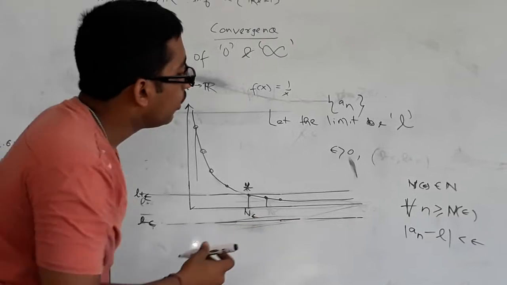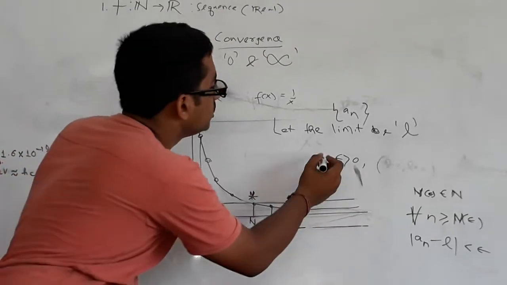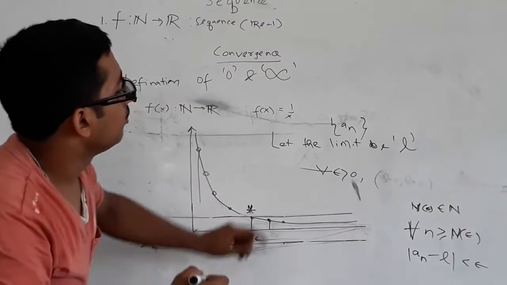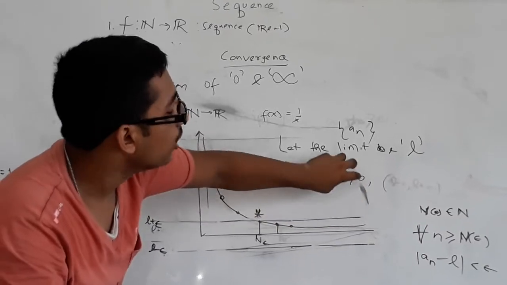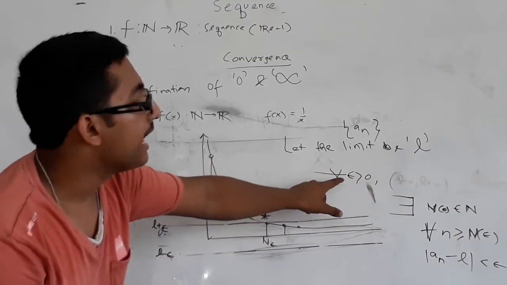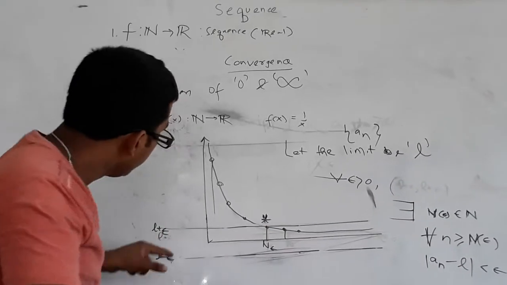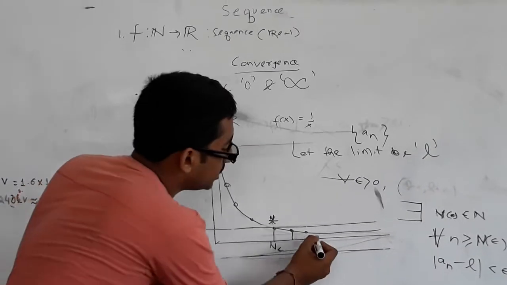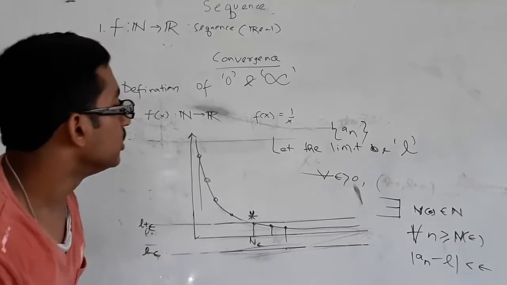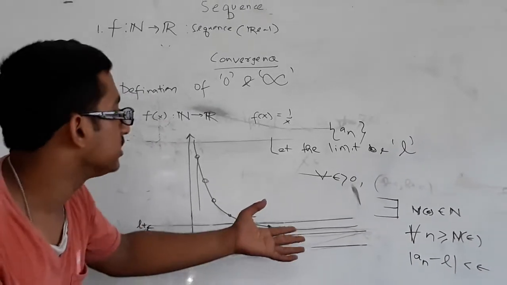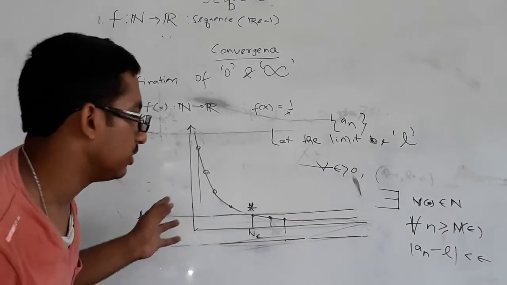Now this happens for all positive epsilon, so we put the sign for all natural numbers and for all positive numbers. As epsilon changes, n of epsilon changes, as we have shown in the diagram. If you take a smaller strip, the n of epsilon shifts here. That's it. We will continue in the next lectures with examples.